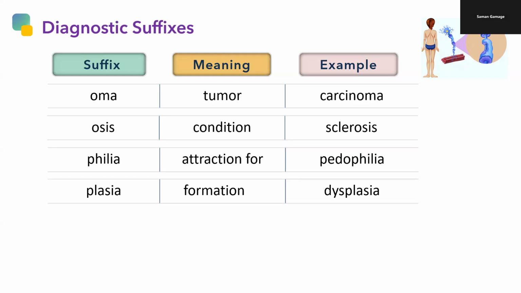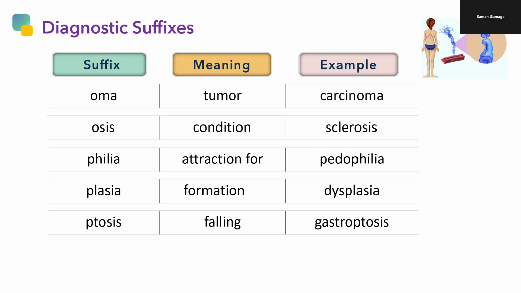Plasia is formation. Dysplasia is abnormal formation. Ptosis is falling. Gastroptosis, falling of stomach. And ptosis can happen in your upper eyelid. Ptosis of eyelid means you cannot open your upper eyelid and it is drooping. So drooping of upper eyelid is called ptosis, ptosis of eye.